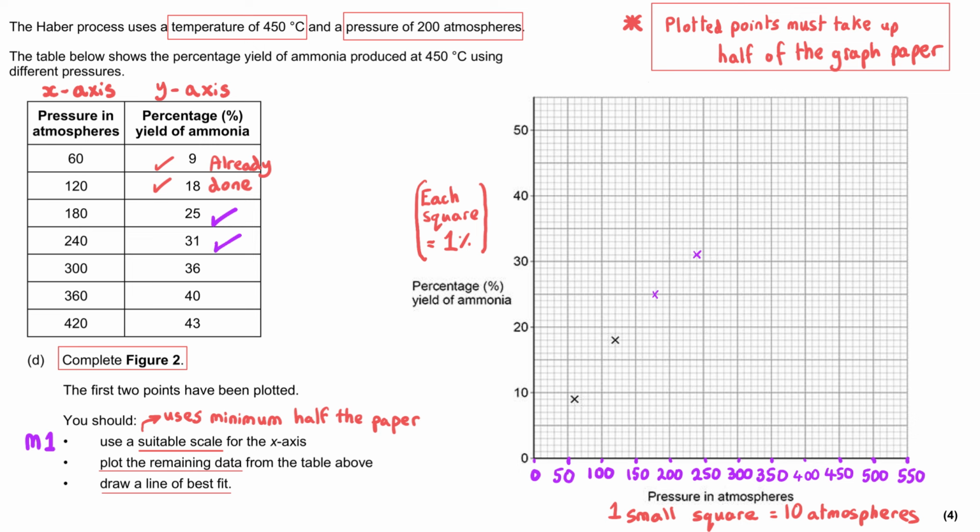And then 300, well, that actually is on a major grid line, so that's going to be here. And we're going up to 36, so this is 35, and so here will be 36. 360, well, that's 350, 360 is here, and we need to go up to 40, so that again is on a major grid line. And then 420 is the last one, and so we need to look for 400 and 410, 420 is here, and we're going up to 40, 41, 42, 43, and so that is our final point.